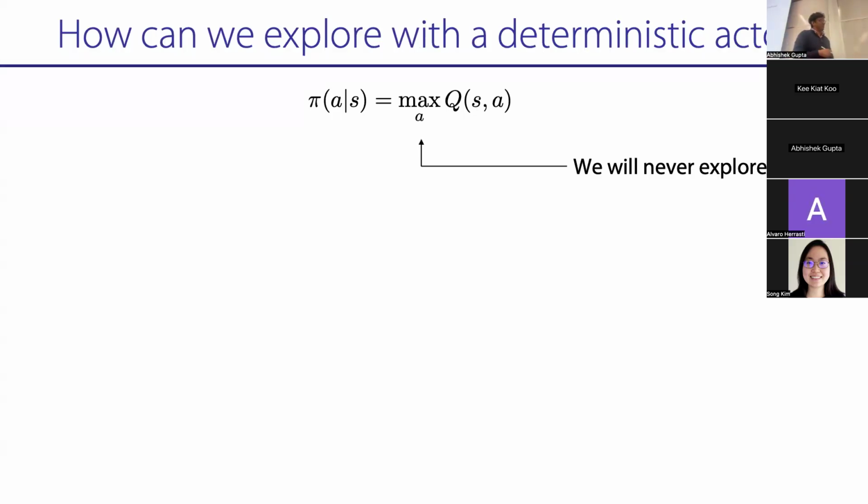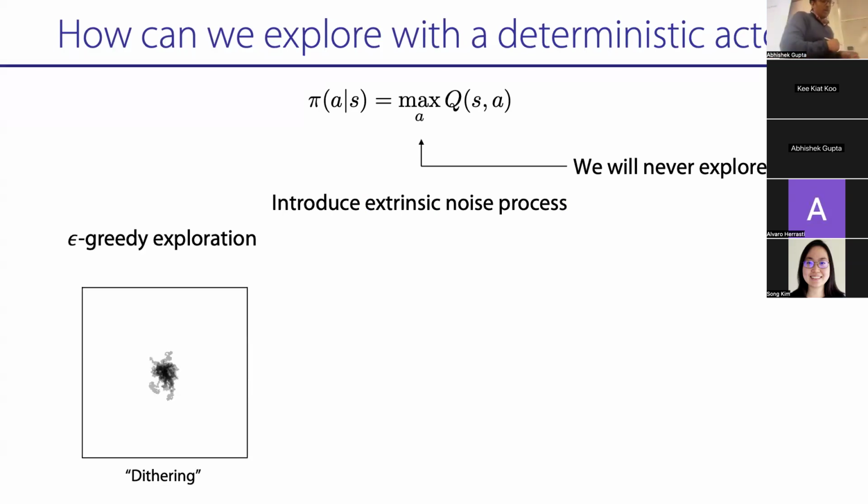Add some noise, right? So the idea is to add extrinsic noise, and the choice of noise makes a big difference. The most common one is called epsilon greedy. Epsilon greedy means that with some probability epsilon, you're just going to sample a random action. In continuous space, you'll just add some noise. But there are more interesting ways of doing this.